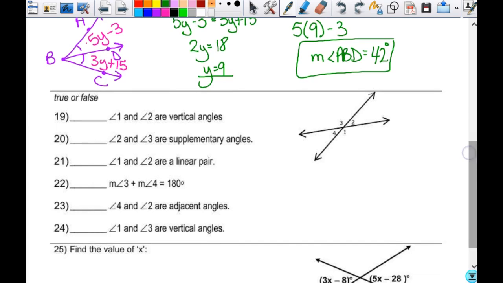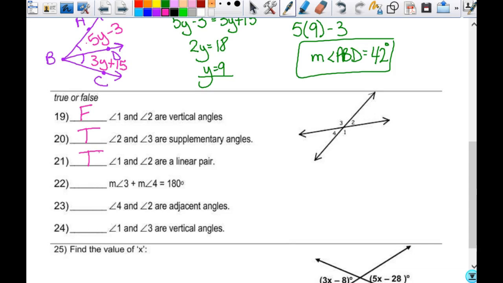All right, true or false? Angle measures 1 and 2 are vertical angles. 1 and 2 are not vertical angles because vertical angles do not share a side, so this is false. 2 and 3 are supplementary. Well, they're a linear pair, so they have to be supplementary, so that's true. 1 and 2 are a linear pair, true, because they form a line. They are supplementary and adjacent.